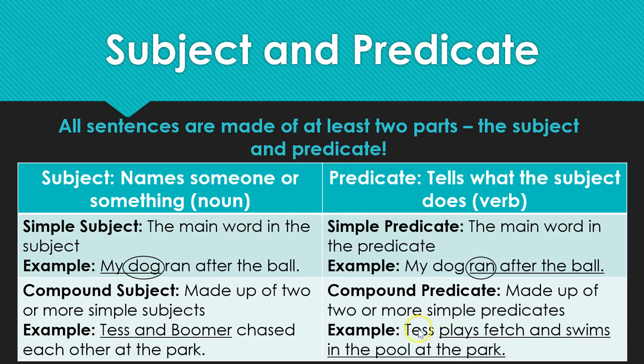Same thing goes for the compound predicate. I could break this into two sentences. Tess plays fetch. Tess swims in the pool. But I can put them together to make a compound big kid sentence. Tess plays fetch and swims in the pool.